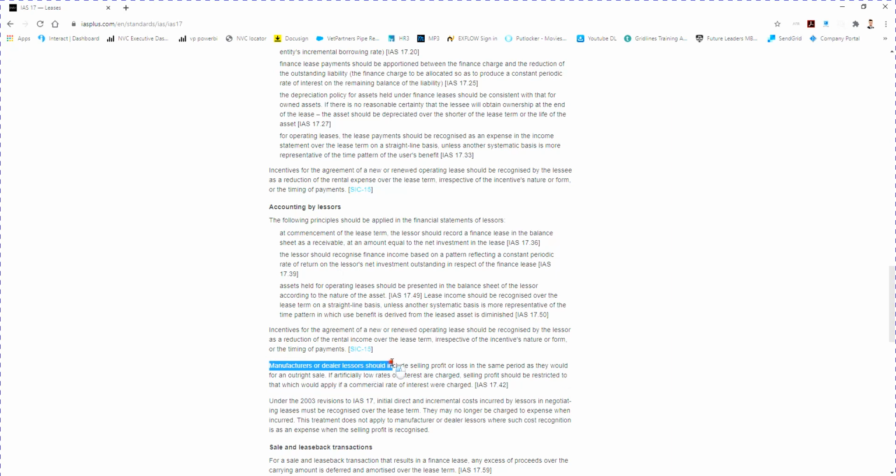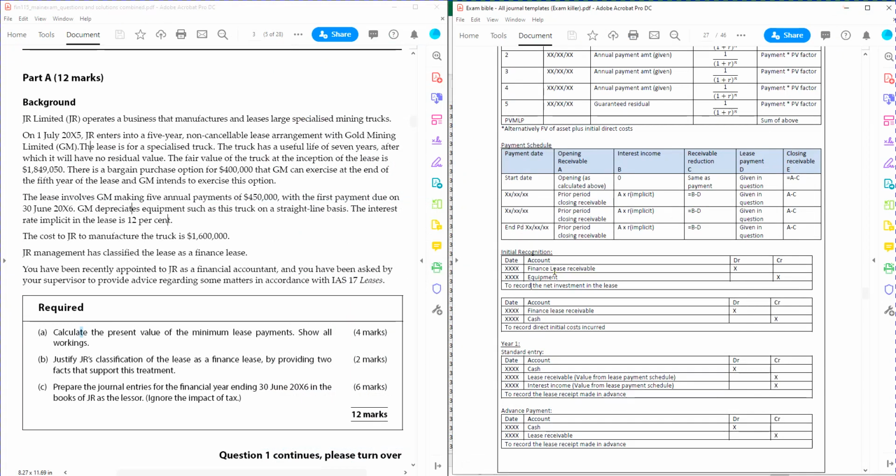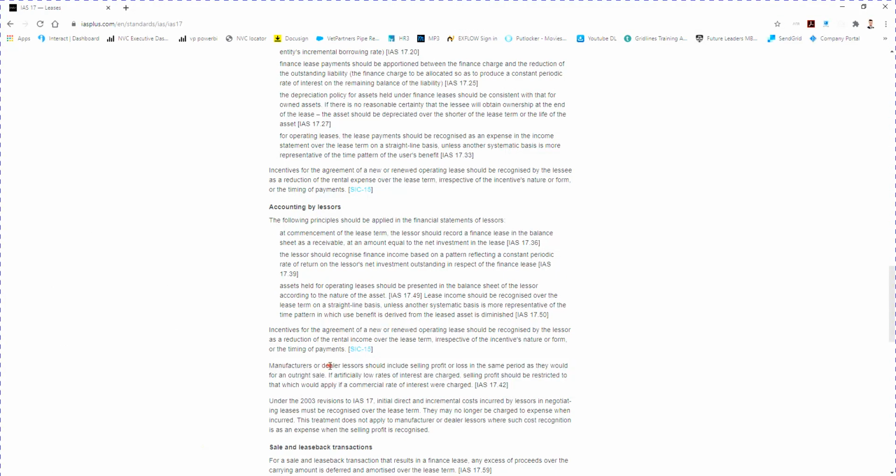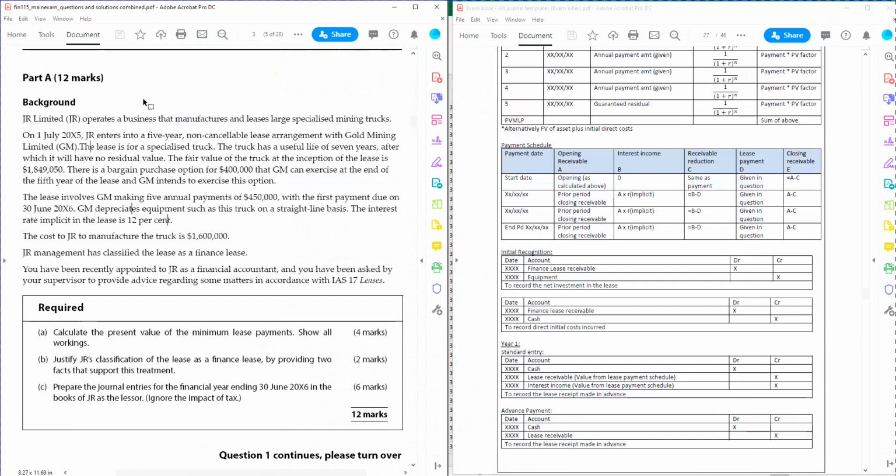What happens then is they should include the selling profit or loss in the same period as they would an outright sale. So instead of just recognizing the loan or the receivable and a reduction in the equipment, what they actually have to do is recognize a sale at the same time. So this is why this question is really tricky. If this wasn't a manufacturer or a dealer, if it was another lessor, then you would just follow it exactly like this. But you've got to remember that there is a bit of a different situation for manufacturers. Just keep that little trick in mind.